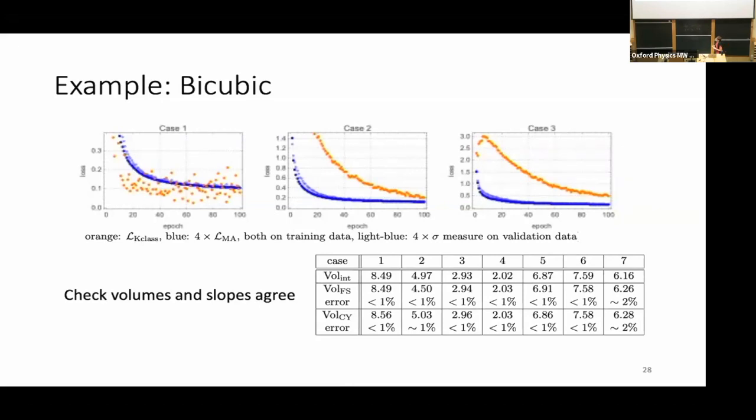We have this Monge-Ampère loss and the Kähler class loss on training data, and then we have the sigma measure on validation data in light blue, and you can't really see that because it's hidden by the training data plot. And here I also show this table where we are checking that the volumes agree, and we see that they agree to the percent level.